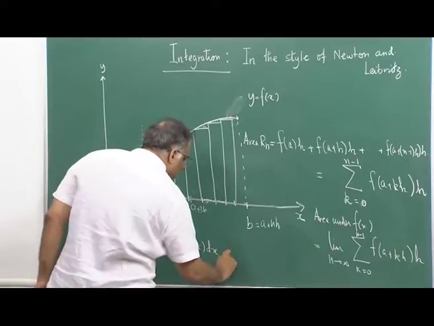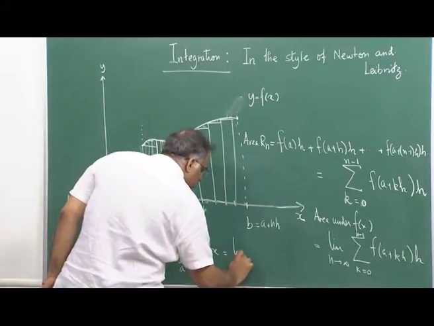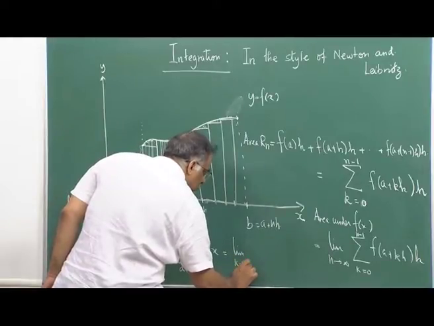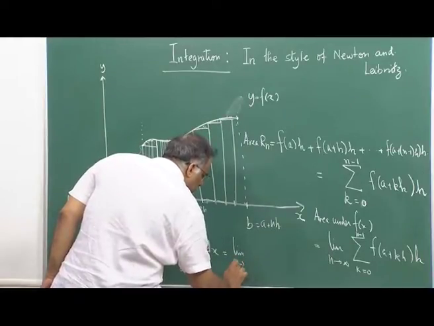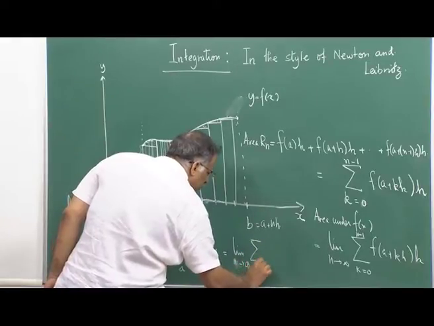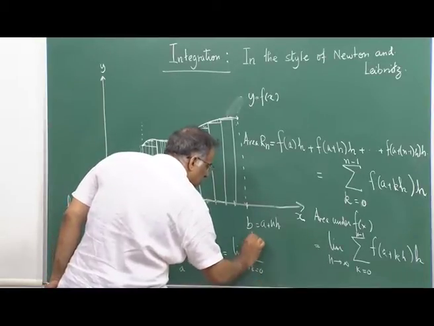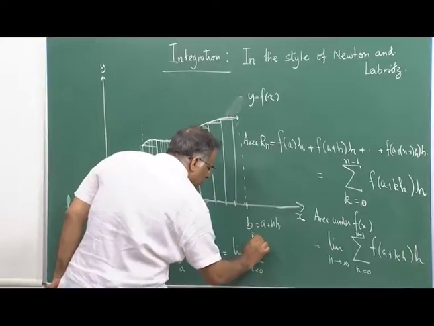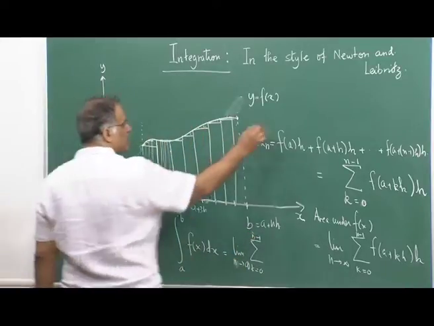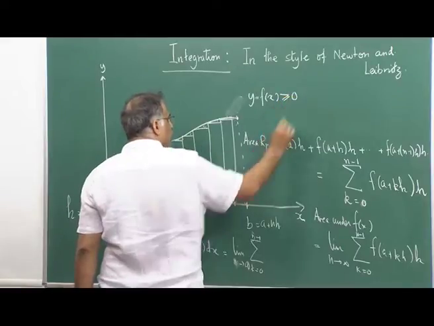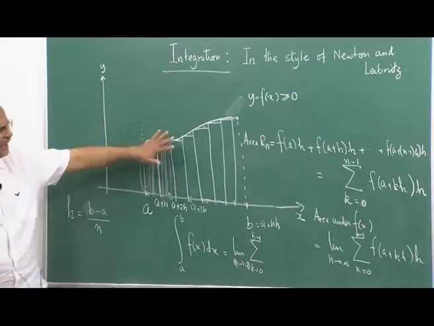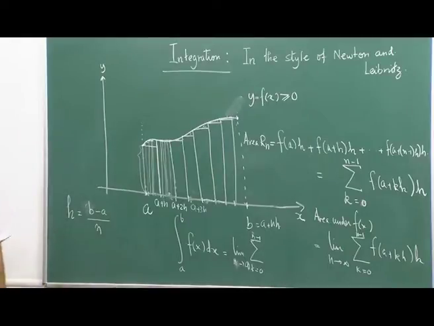Here we are only considering functions which are non-negative, because for non-negative functions the area is very clearly defined. For functions which are fully negative the area is also clearly defined, but for a function which is both negative and positive, there is some issue we really need to take care of.